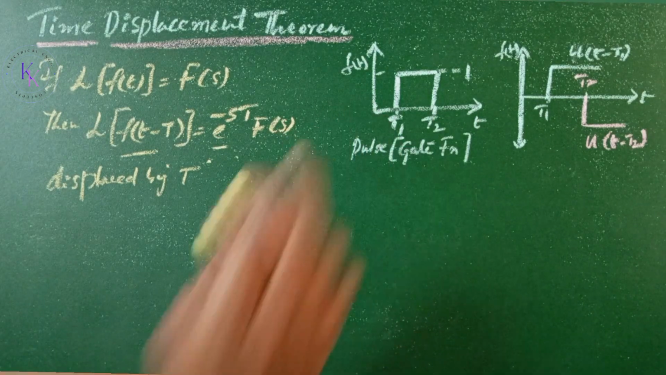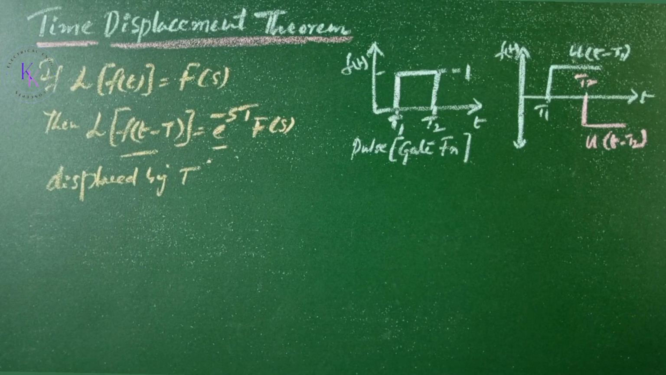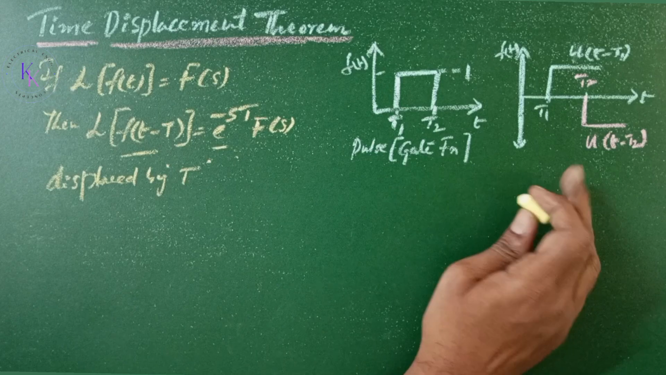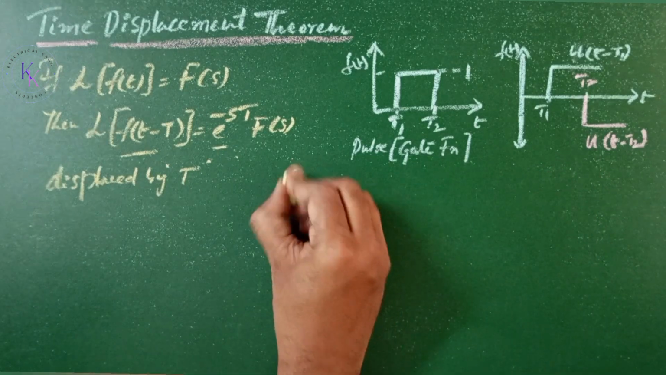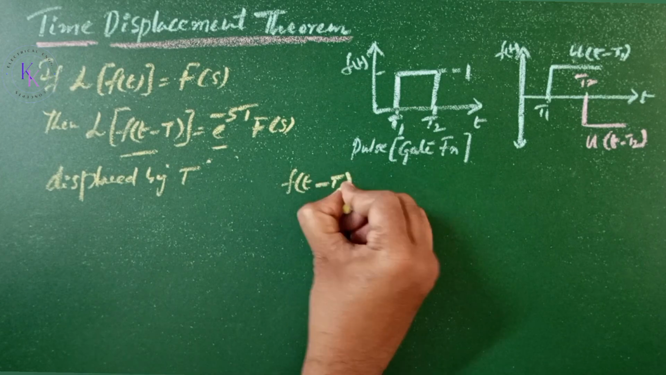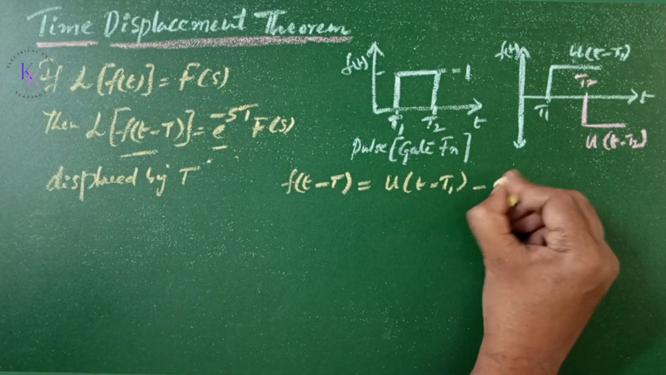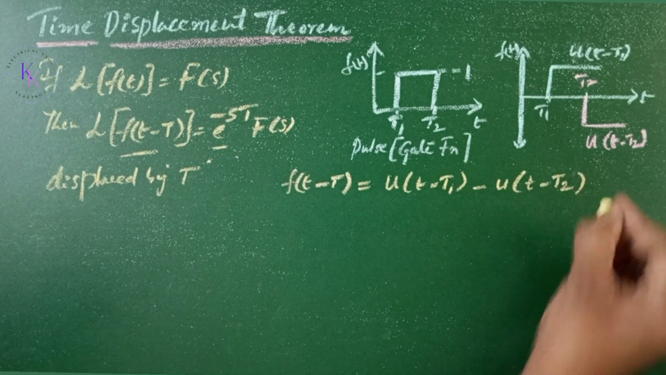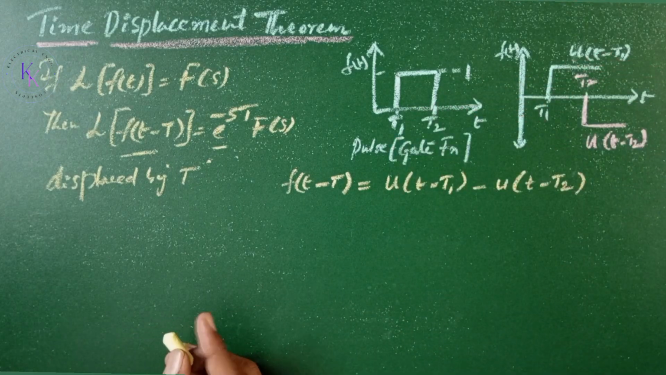Now we have a pulse given, and this function is known as a gate function, and the pulse may be considered to have a delayed unit step function as shown here in this figure. Now f of t is given by u of t minus capital T1 minus unit function u of t minus capital T2. If you see this, then you are going to get this pulse again, which is a gate function.